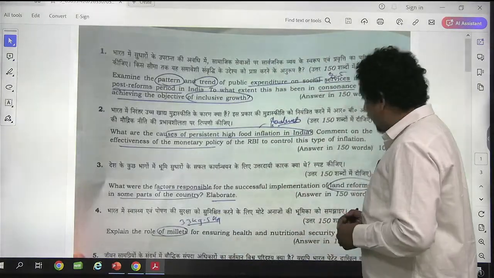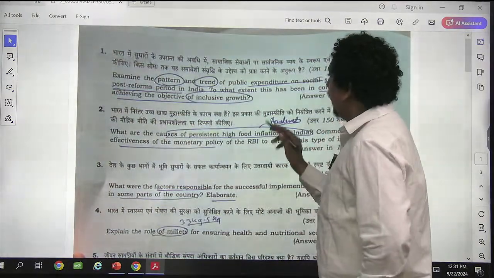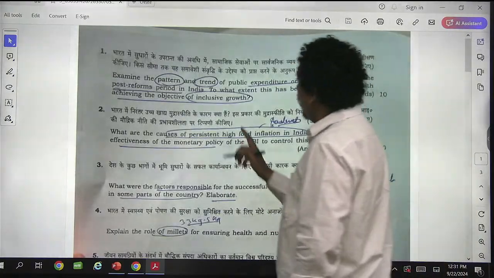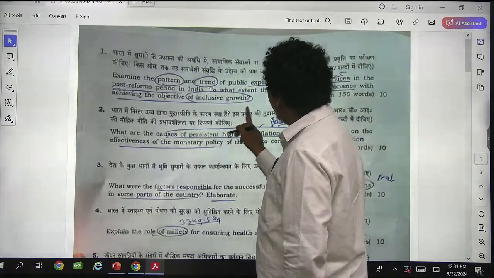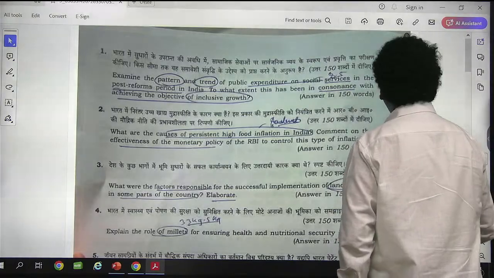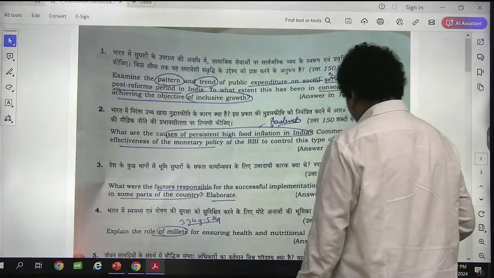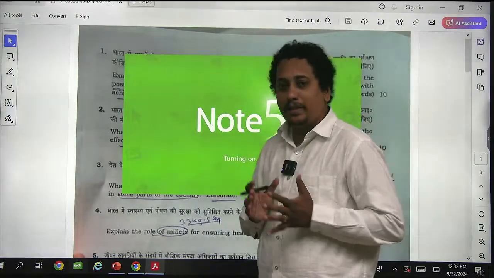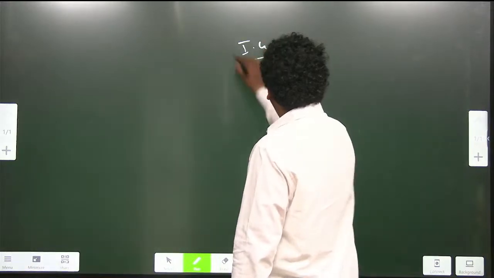If you observe the questions one by one, the first question says, examine the pattern and trend of public expenditure on social services in the post-reforms period. To what extent has this been consigned in achieving the objective of inclusive growth. Very, very important component, that is inclusive growth. What is inclusive growth? Basically, inclusive growth is including everyone in the country in the process of development.